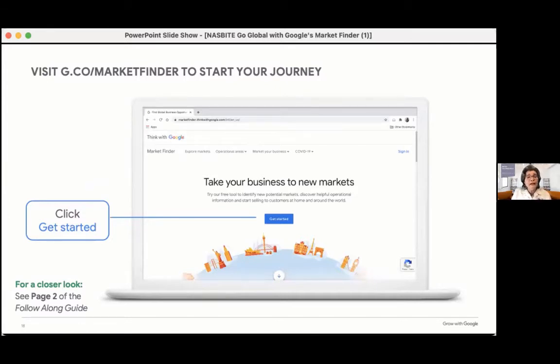Over the next few slides, I'll give a brief demo of how to use MarketFinder. If you'd like, feel free to put this URL into your browser now and follow along. Otherwise, you can do this on your own. You can request the handy handout, the guide sheet that I have, so that you can do it after the presentation. The screenshot here shows MarketFinder's homepage with the headline, "Take your business to new markets," and a large blue button that reads, "Get started."